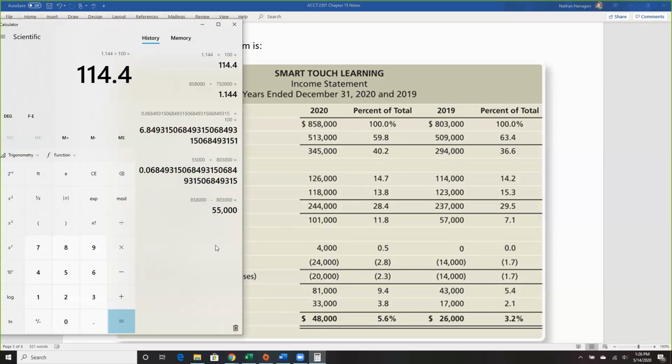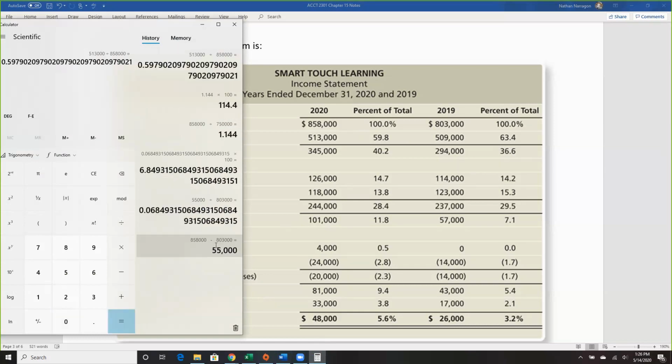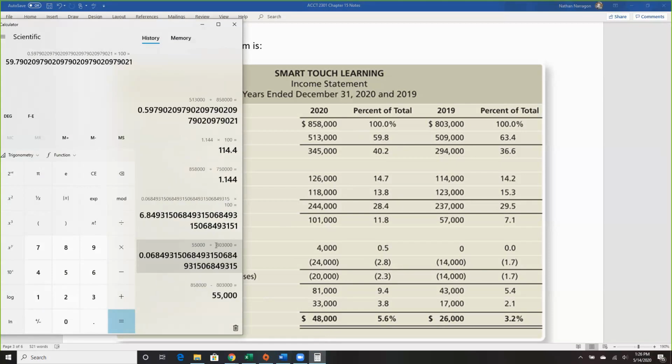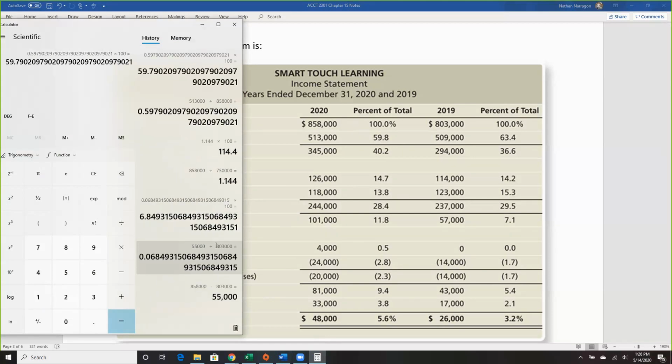For 2020, like cost of goods sold, I can take 513 divided by our sales. Again, I'm going to times it by 100 just so that you can see that's how we got the 59.8. So basically, almost over half of the money that we receive goes to cost of goods sold.